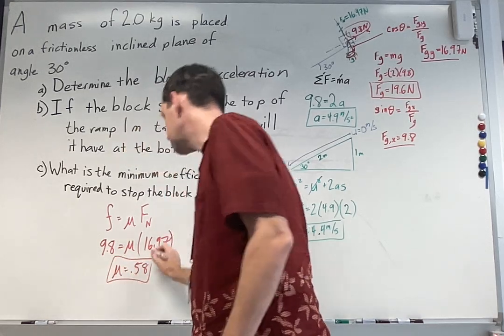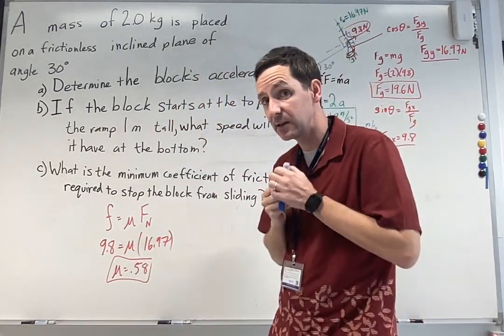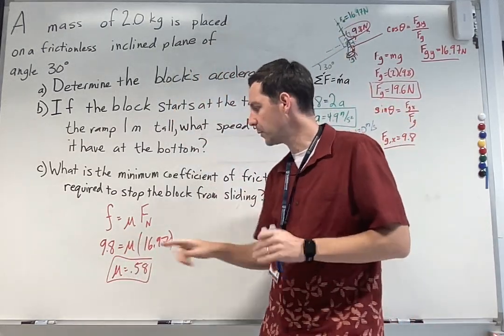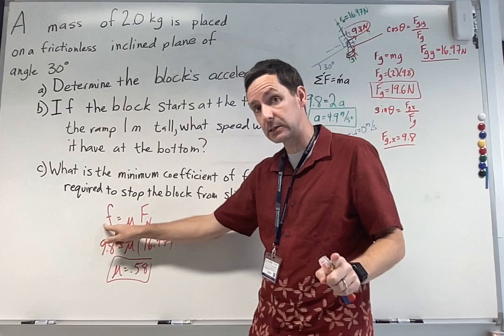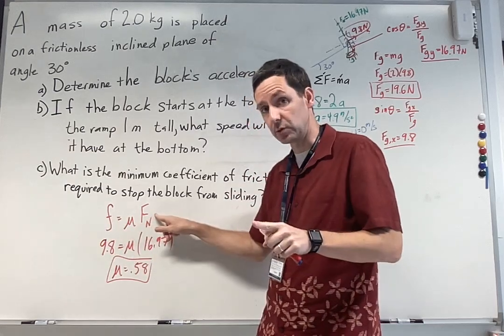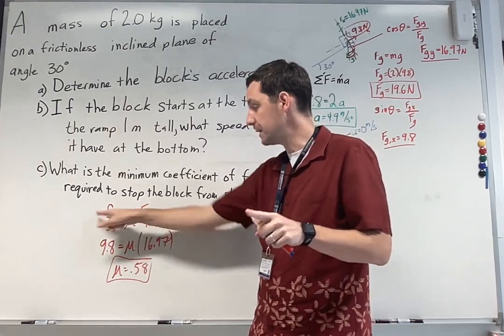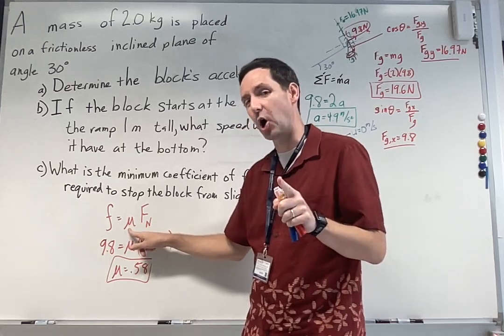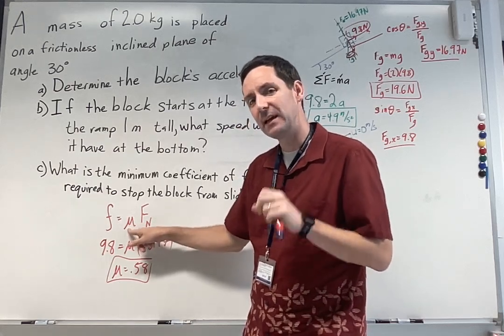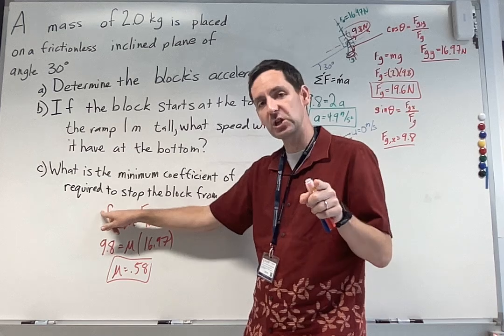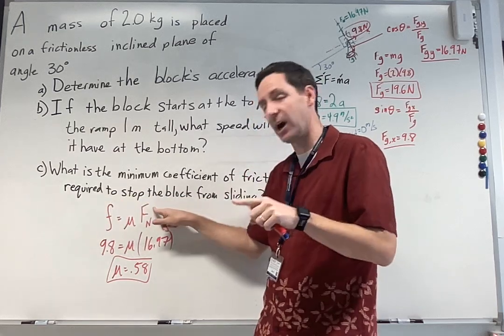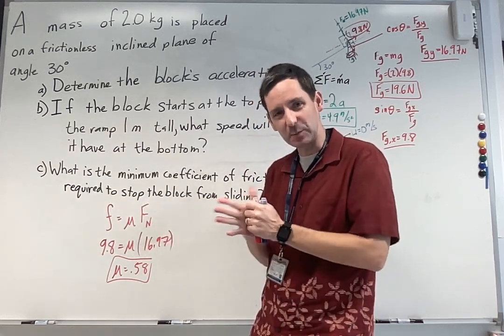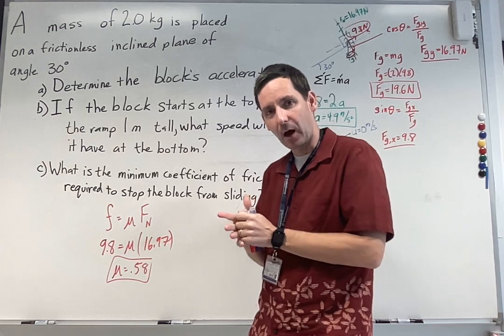The coefficient of friction does not have units. Okay, you may think that's a little weird, but recognize that this is in newtons. This is also in newtons. Therefore, the only way that these can both be newtons is if this doesn't have any units at all. It's just a ratio. It's a ratio of how much friction there will be dependent on how much normal force there is between the two surfaces. All right?